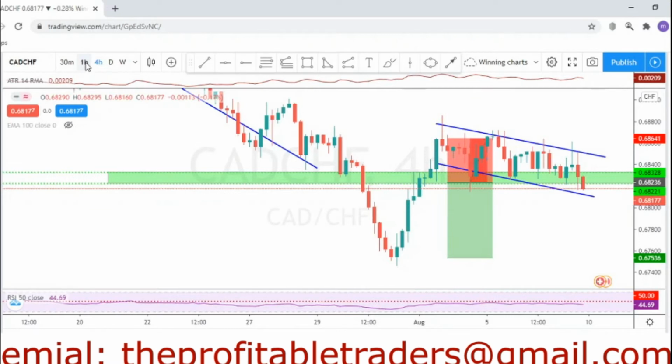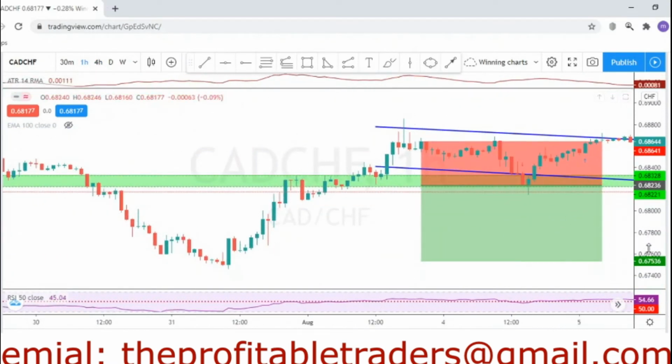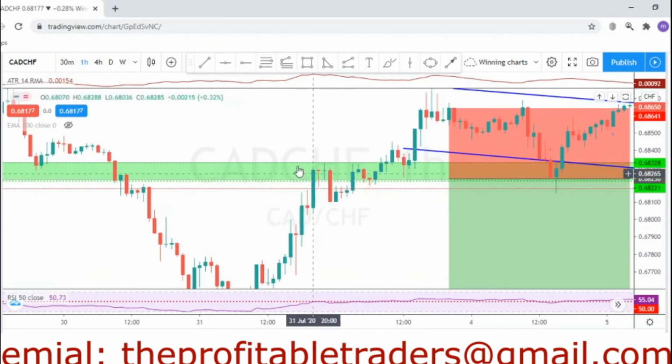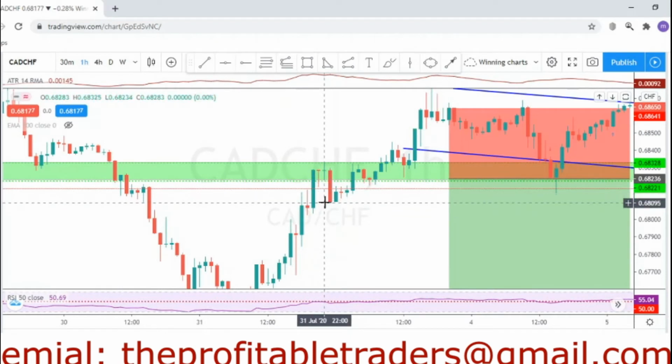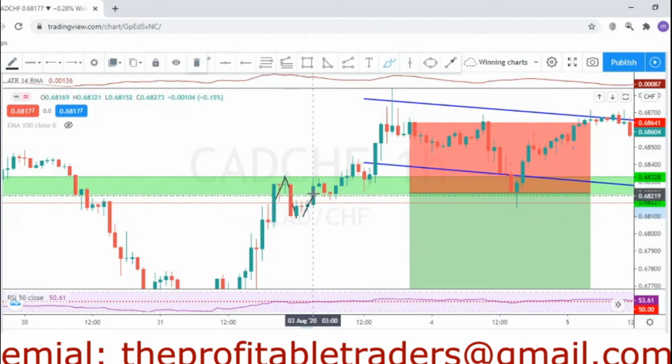So I came here to a 1 hour time frame, and what happened? That rejection was this bearish candle, and I didn't enter trade at that moment. So I waited for this market to come back up here to make this double top. We have this one top and another top with this bearish candle. So this was my reason I entered this trade here.